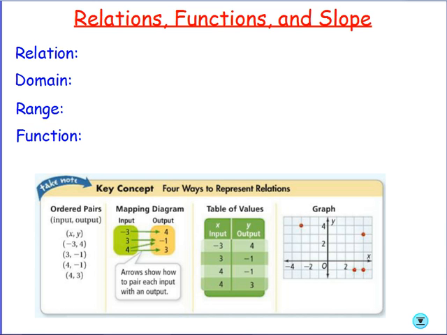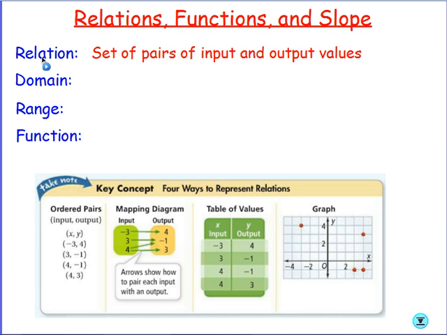First definition: relation. It is a set of pairs of input and output values. Okay, the best way of explaining that is when we make ordered pairs, x's and y's put together. If we have multiple pairs, that is an example of a relation. It's simply putting together an x and a y.